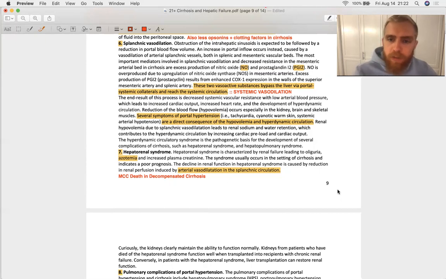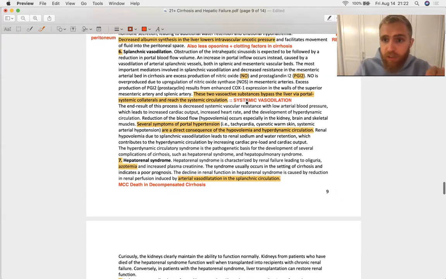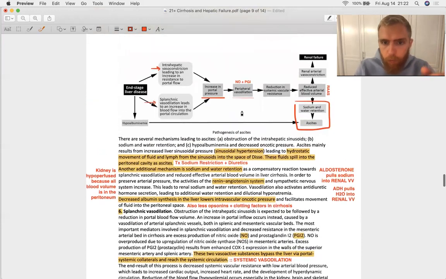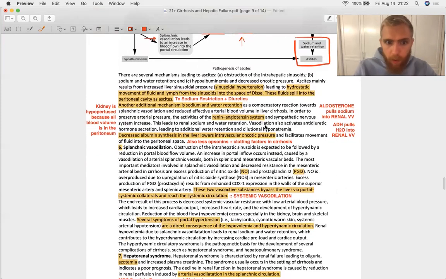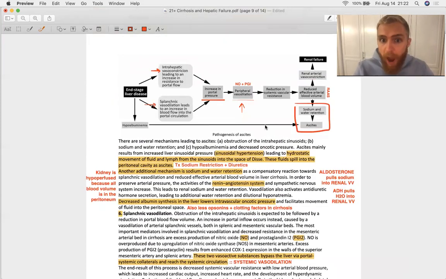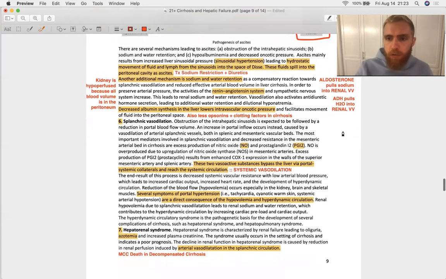These two vasoactive substances bypass the liver via porto-caval collaterals and reach the systemic circulation. So that's what is creating systemic vasodilation, peripheral vasodilation that we see up here in this flow chart. So if you don't read that one paragraph, you're lost as to why you have that vasodilation. But it's important to know how it gets there. Because again, that peripheral vasodilation is what creates the low blood volume that the kidneys see to implement renin, which is going to raise your sodium and water via aldosterone and antidiuretic hormone.